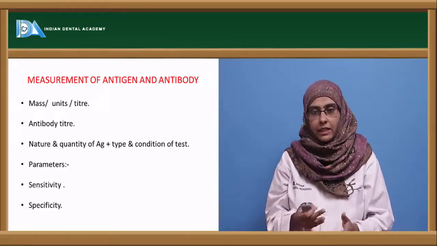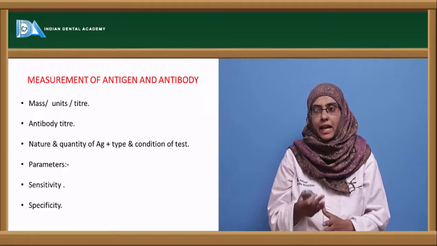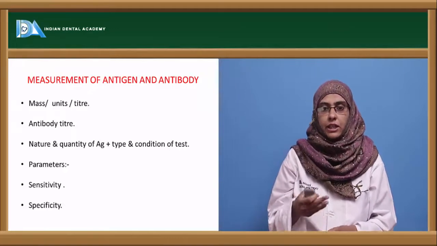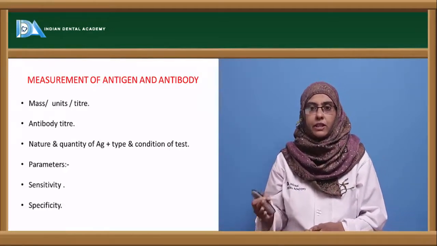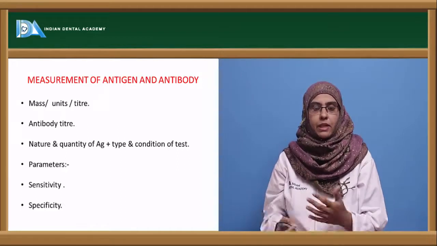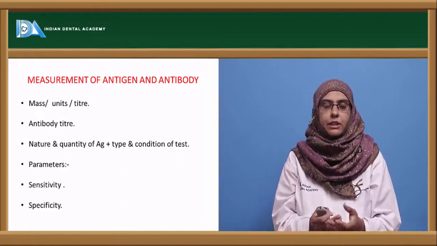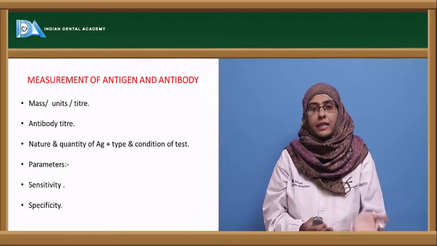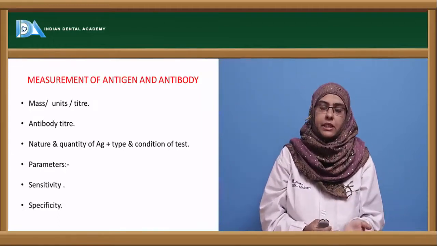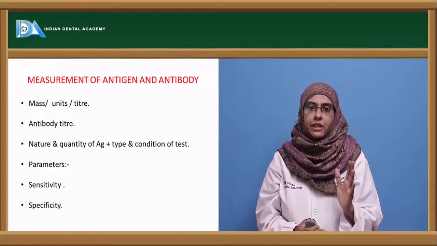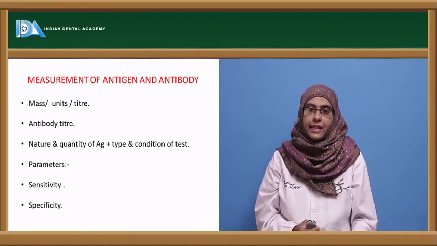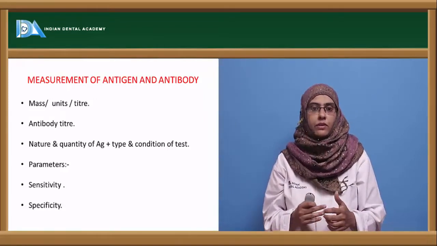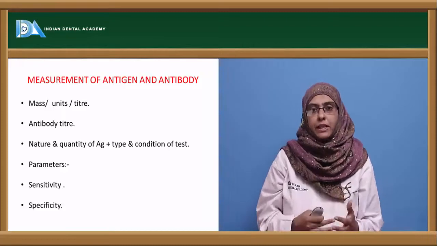And the antibody titer completely depends upon the nature and the quantity of the antigen that is introduced in the in vitro technique, and the condition of the test, whether the physical or the chemical condition in which the interaction is taking place, that is the temperature, pH, etc. So the temperature and the pH have to be standardized before carrying out the technique. There are certain antigen-antibody interactions that can take place at low temperature only, and there are certain interactions that take place only at high temperature. So we have to have a good knowledge of at what temperature and pH these interactions take place.